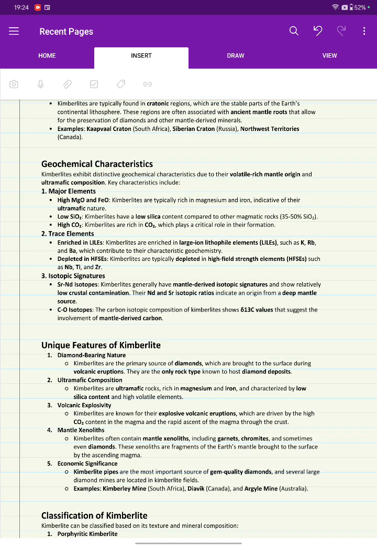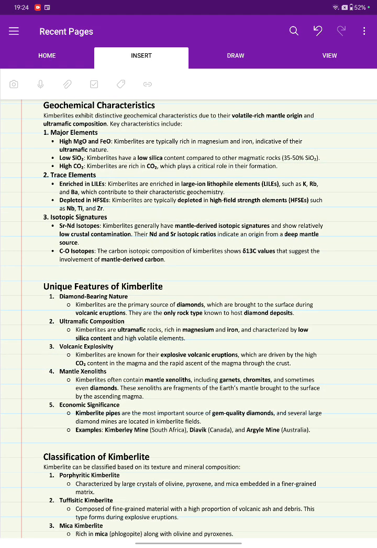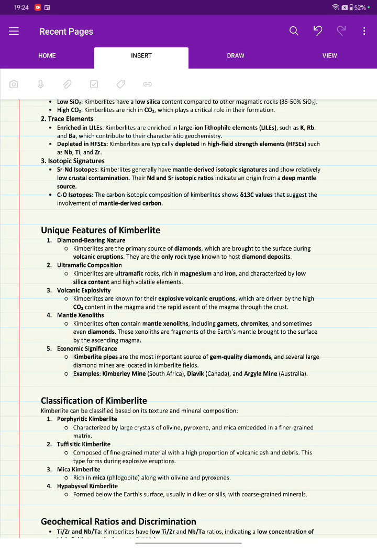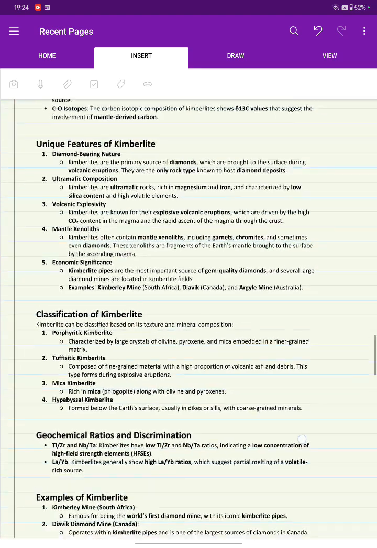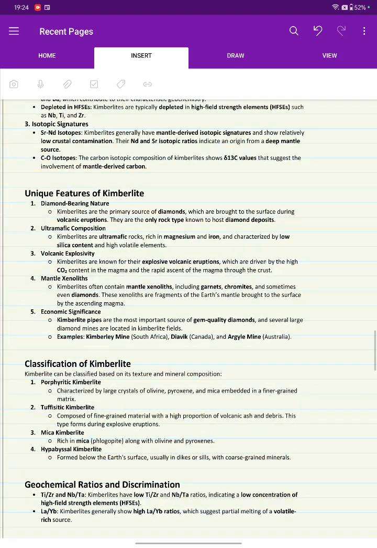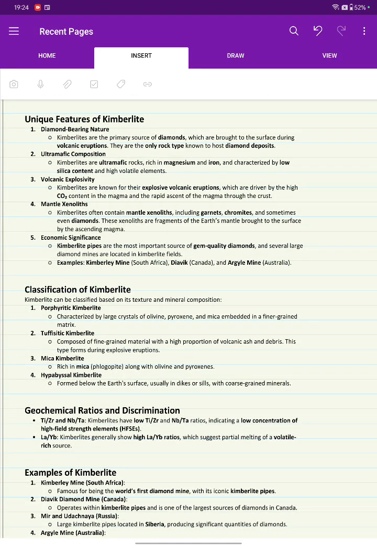Geochemical characteristics: major elements are Mg and Fo, with low SiO2 and high CO2. Trace elements: they are enriched in LILE and depleted in HFSE. Isotopic signature: Sr-Nd isotopes generally have mantle-derived isotopic signatures, and C isotopes show involvement of mantle-derived carbon, with delta C values shown. So the unique features are diamond-bearing nature, ultramafic composition, volcanic explosivity, mantle xenoliths, and economic significance, as they contain gem-quality diamonds.